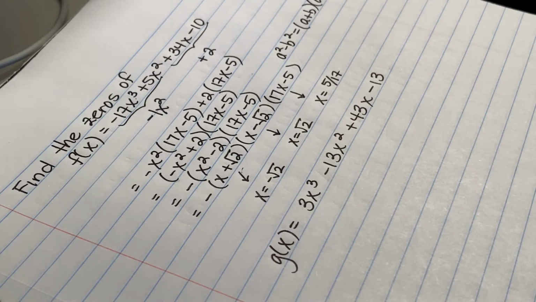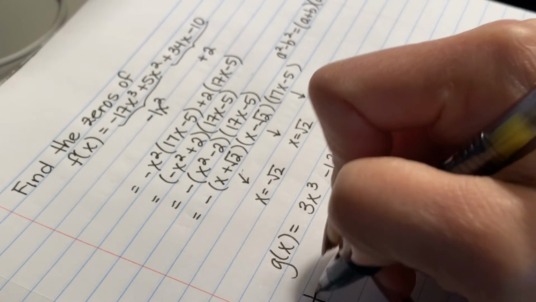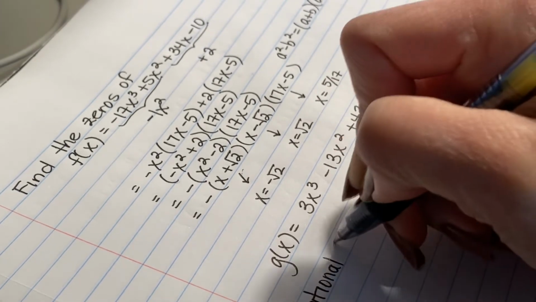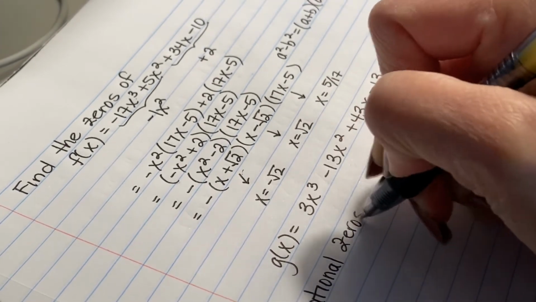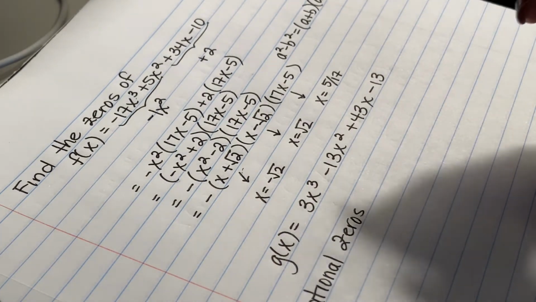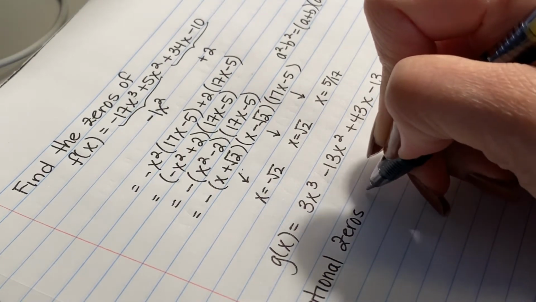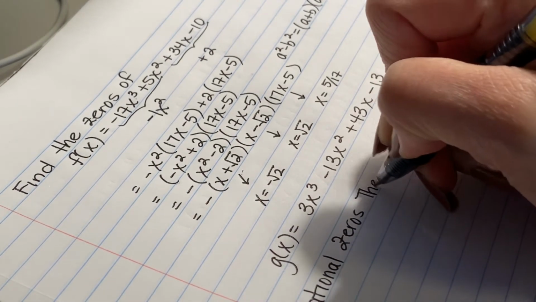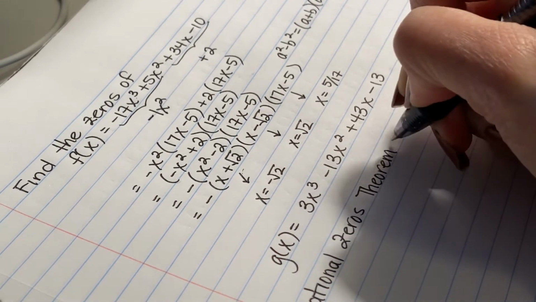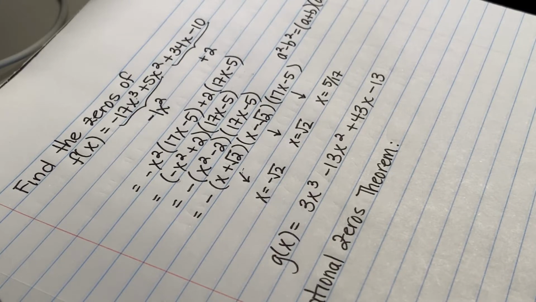So grouping is not going to work at all. So here's where you use what's called the rational zeros theorem, okay? And the rational zeros theorem helps us to find all possible scenarios as far as zeros go that can possibly be x-intercepts for our polynomial. So the rational zeros theorem, let me write this out, is going to help us do that.